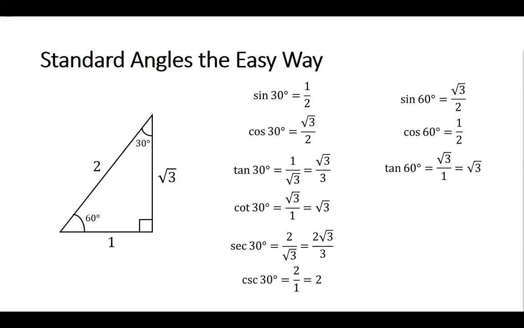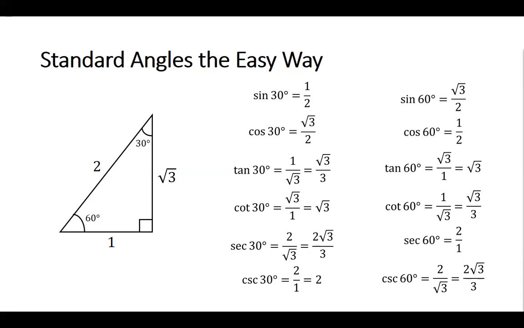Tangent ends up being the square root of 3. And cotangent ends up being the square root of 3 over 3. Notice that those two just swapped. Secant ends up being 2 over 1, which is 2. And cosecant ends up being 2 square root of 3 over 3, and we see again that those two swapped.